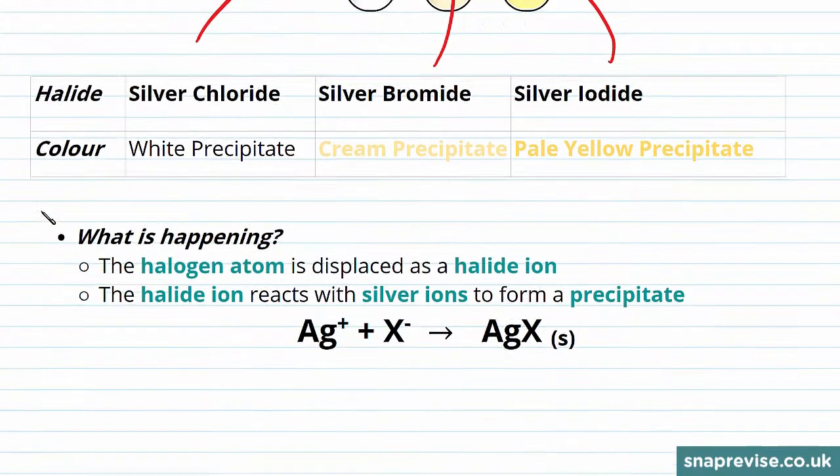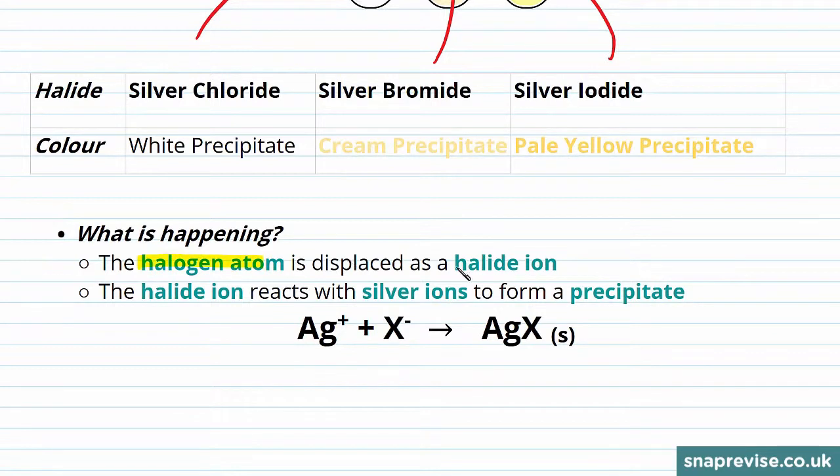And what's happening is the halogen atom is displaced as a halide ion. So as you can see from our reaction here, that halide ion then goes on to react with the silver ion from our silver nitrate to form our precipitate of a silver halide. So silver chloride, bromide or iodide.